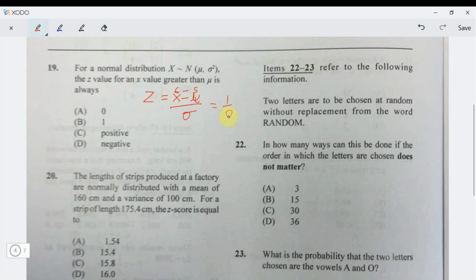1. 1 over sigma. I don't care what sigma is, sigma is always positive. So since sigma is always positive, we would know that overall z is going to be positive. So that's what we're saying right there. That's number 19. Easy stuff.